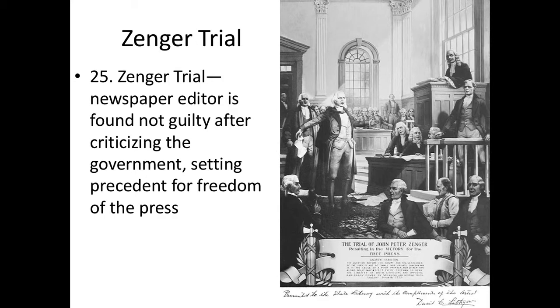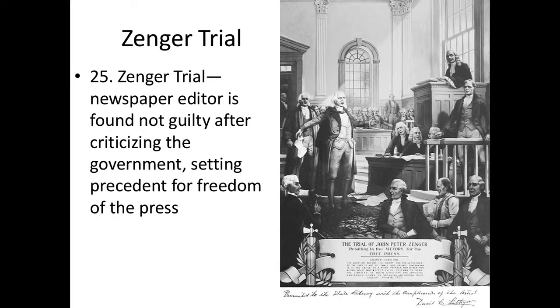And so this is really, really important because this will set up the future for freedom of the press, where people can write, where journalists can write whatever they want about the government in a newspaper, and they're not going to be punished or have their rights taken away for doing that. And that's freedom of the press.